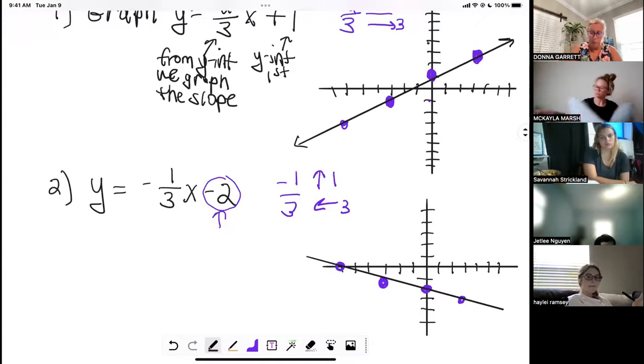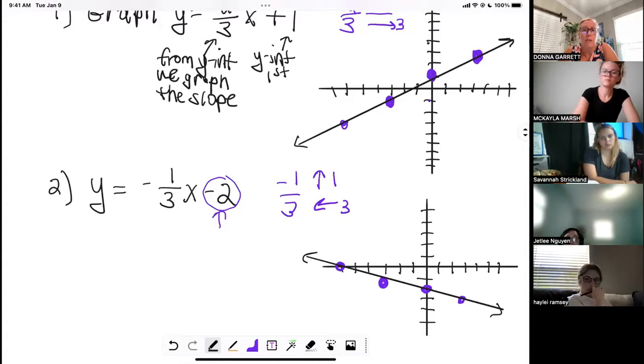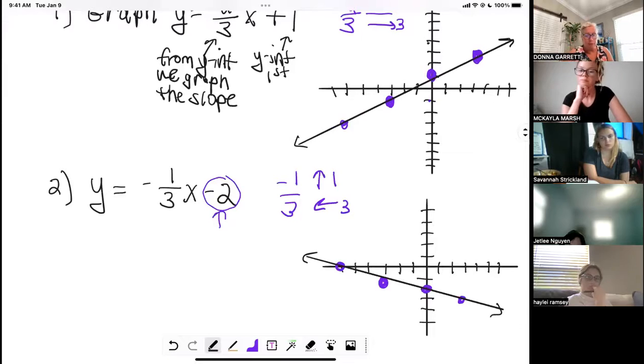Just a little bit off, but that would be my line in y-intercept form. Hey, any questions on that? You always start with the y-intercept and then you do your slope from there. We're going to do a little more, but I'm going to give you something different. Any questions?